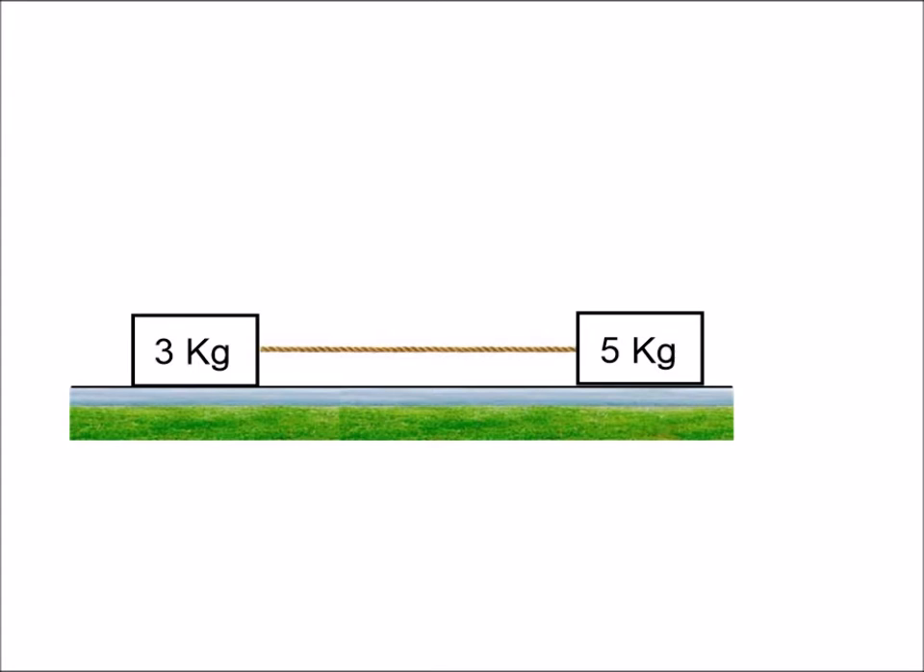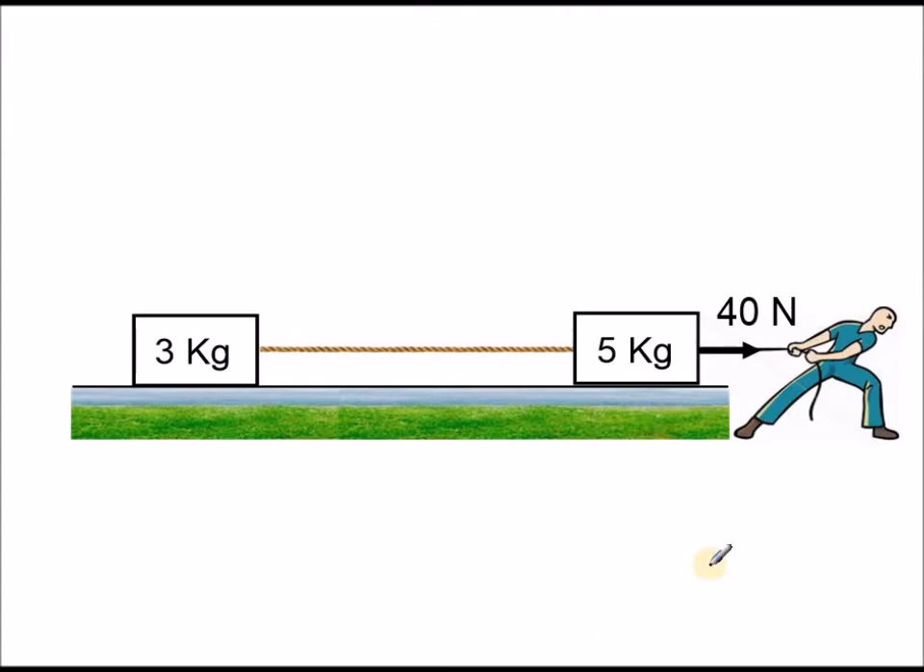They are connected by a rope and the rope is tight. This person pulls on the 5 kilogram block with a 40 Newton force. The 5 kilogram block is attached via a tight rope to this 3 kilogram block. As the person pulls, the rope is tight and there is a tension force in the rope.